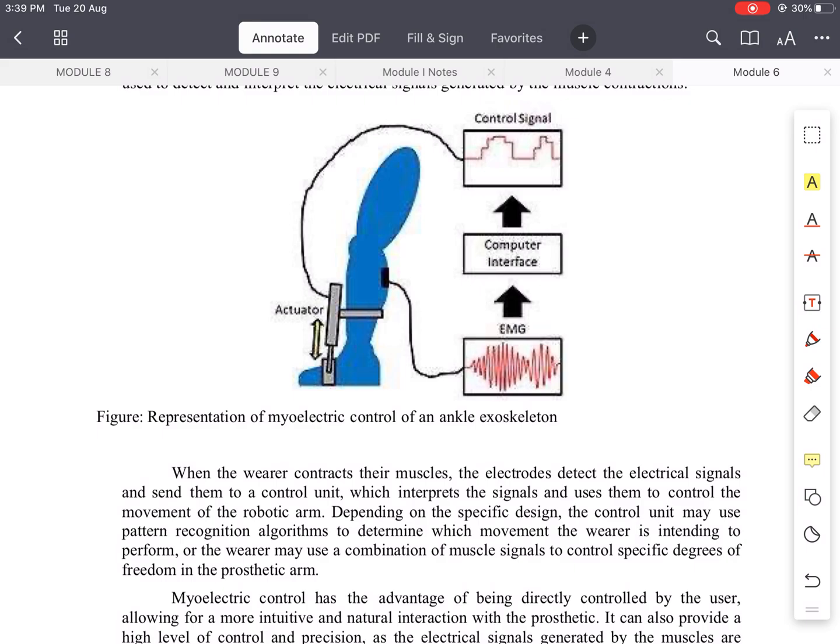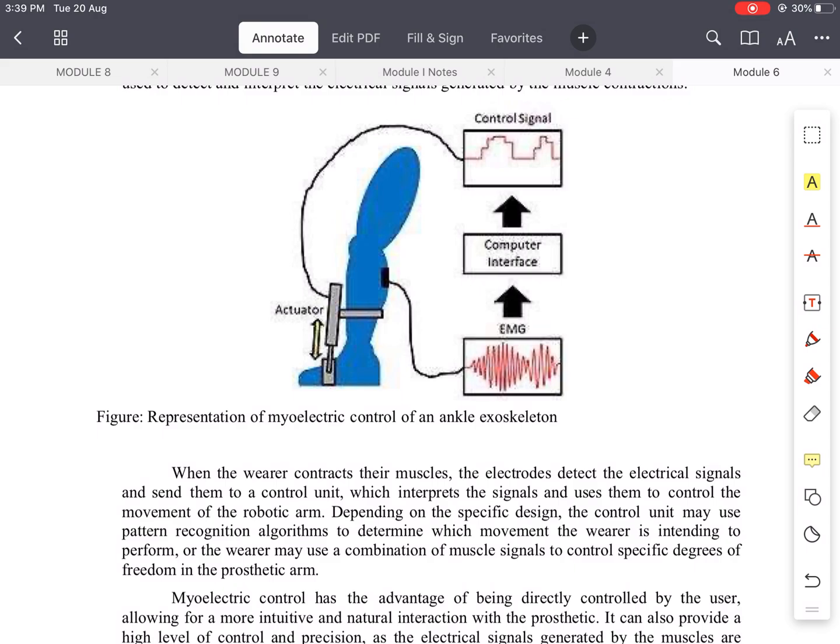Depending on the specific design, the control unit may vary from pattern recognition to electric level recognition of the signal. The advantage of myoelectric control is that the signals are directly fetched from the amputated part and conveyed.